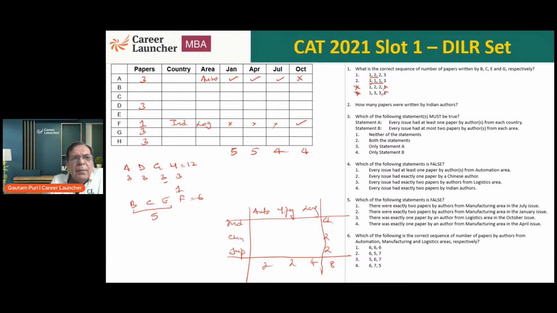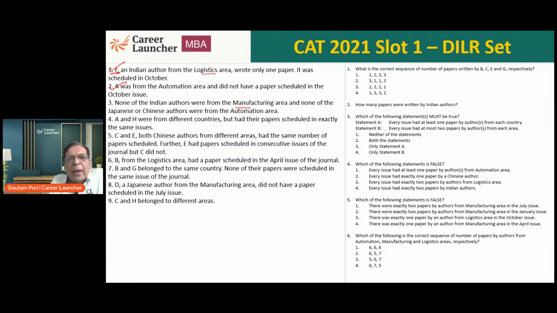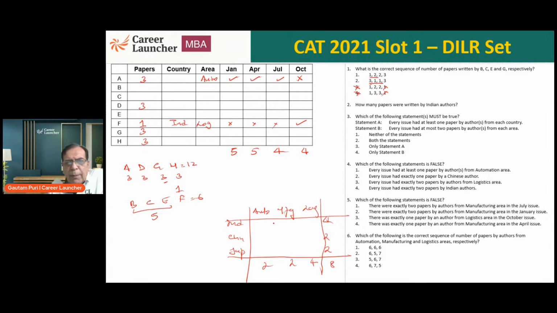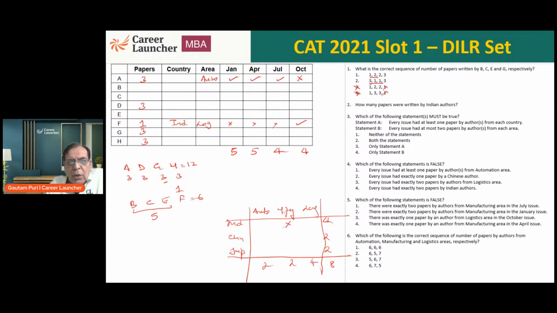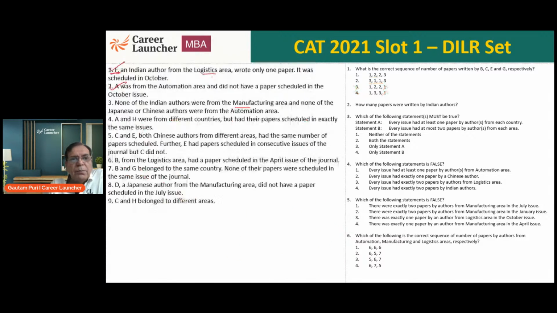Third statement. None of the Indian authors are from manufacturing area. So no Indian in the manufacturing domain. And none of the Japanese or Chinese authors are from automation. So automation does not have a Japanese or a Chinese. That means both the automation people have to be from India. And since there's no Indian in the manufacturing, the remaining 2 Indian authors will be from the logistics area. Okay. So next statement taken care of.